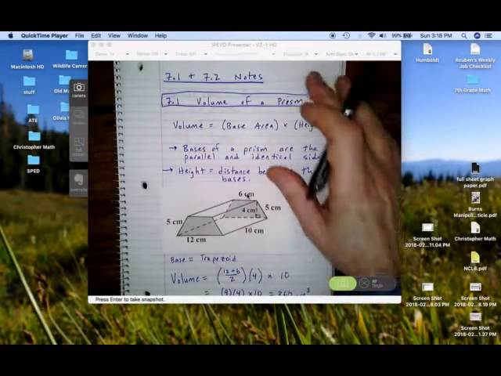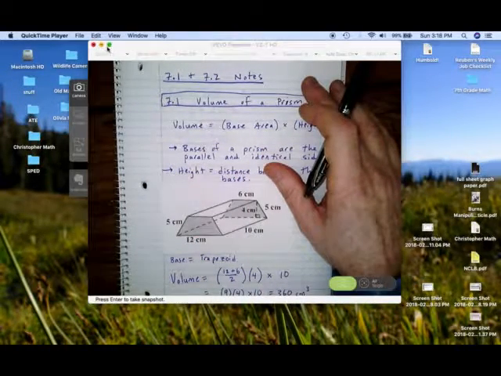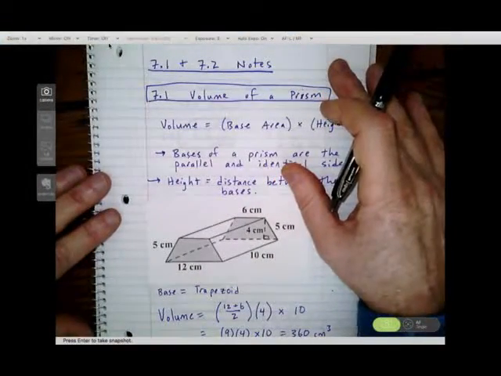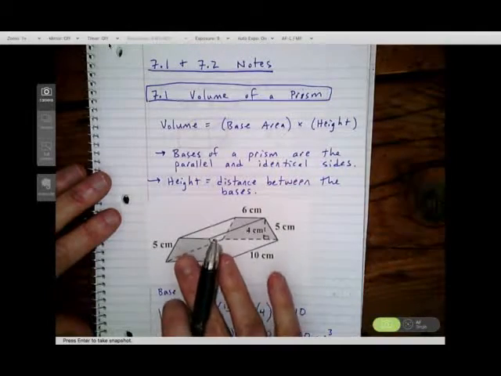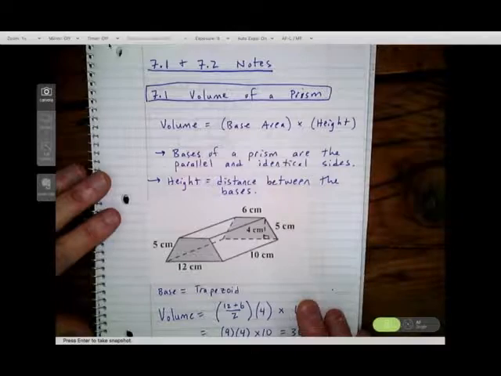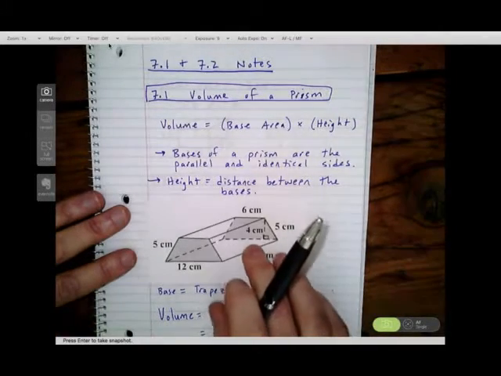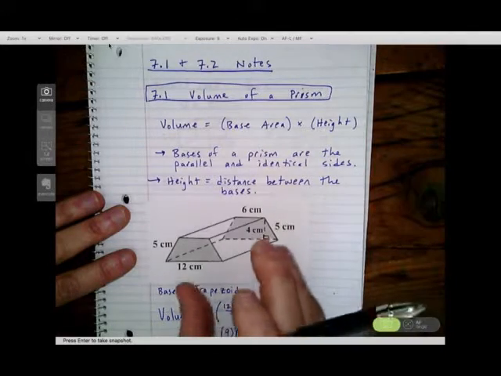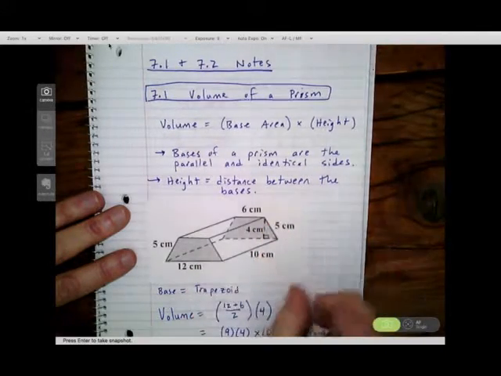Alright folks, here's the notes for section 7.1 and 7.2. In these two sections, we're going to start talking about volume of three-dimensional shapes, which is the space inside the shape. We did surface area in the last chapter, and that's a bit different. That would be the material it takes to build the three-dimensional shape. But here we're going to start talking about the space inside the shape.